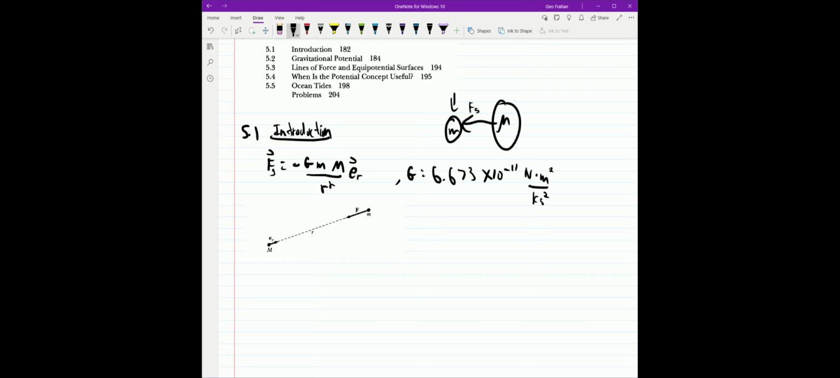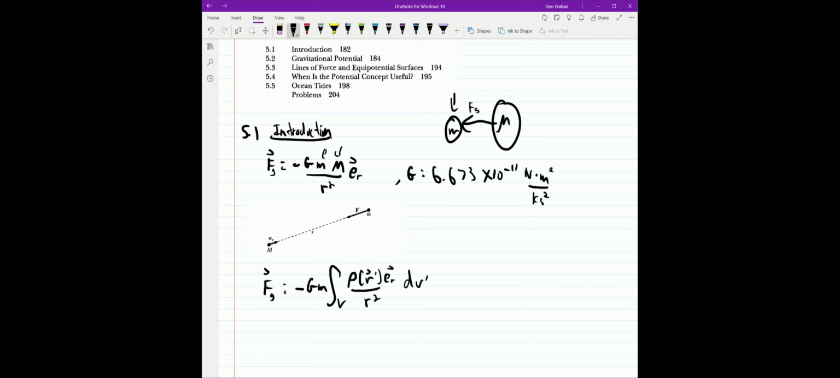But what happens if we have a continuous distribution of matter? In other words, it's not just the point masses m and big M. Well, then we just do what we always do with calculus and turn it into an integral form, negative G m. We're assuming little m is still a point mass. And then we just do a volume integral for the big M, given by rho of r prime, er, over r squared dV prime. And that's how you assemble it.